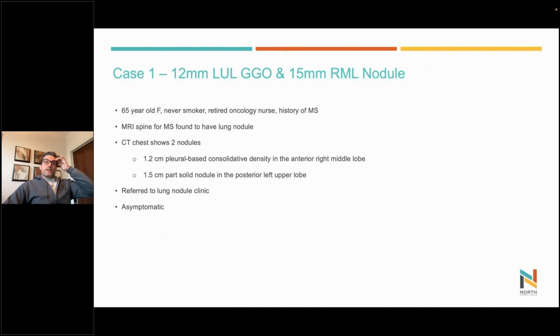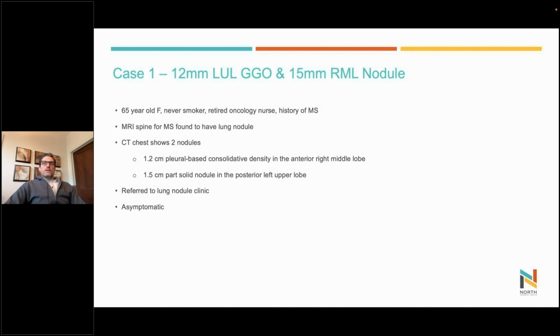And as an example of that, here's a case. This is a 65-year-old woman. She's a never smoker. She's a retired oncology nurse. She has a history of MS. She got an MRI spine to continue to follow her MS, and they happened to find a lung nodule. Had a follow-up CT scan that showed 2 nodules. One was a 1.2 centimeter pleural-based density in the right middle lobe, and the other one was a 1.5 part solid, part GGO in the left upper lobe.